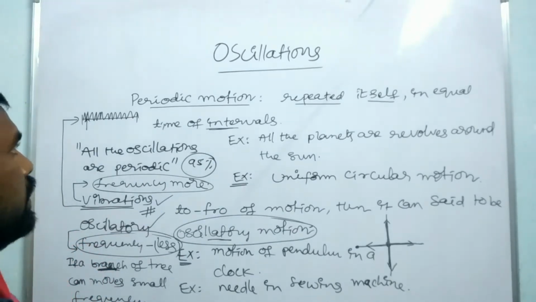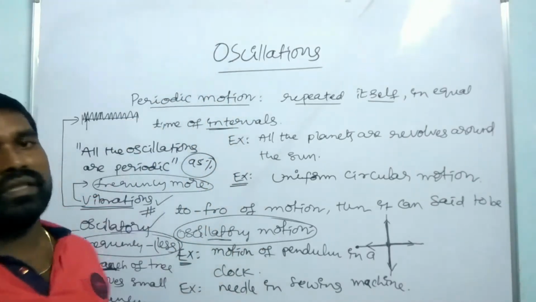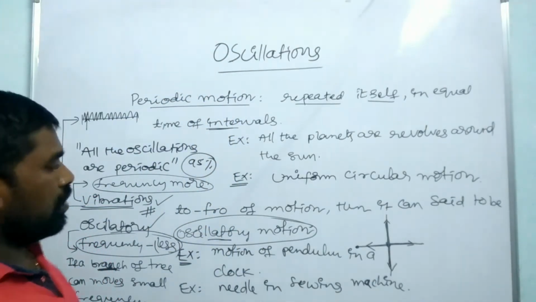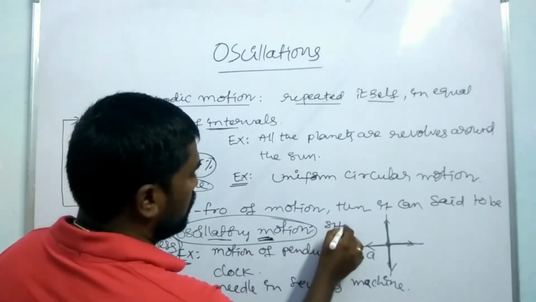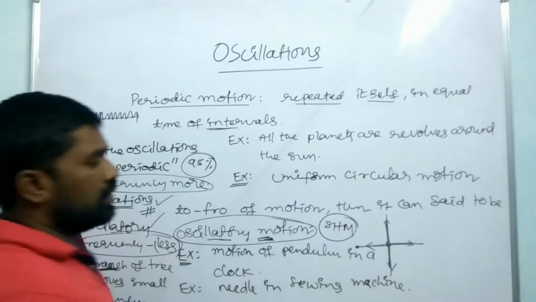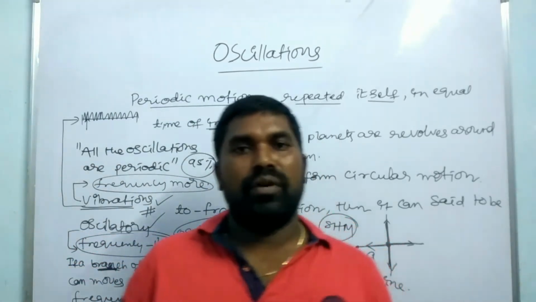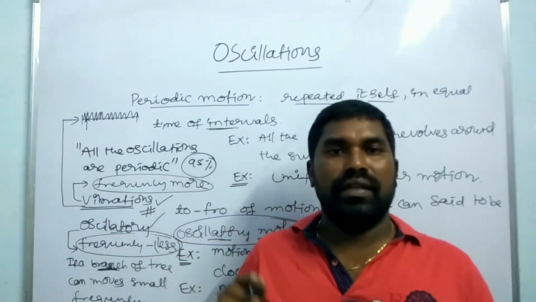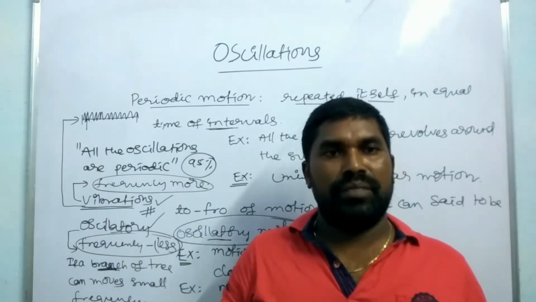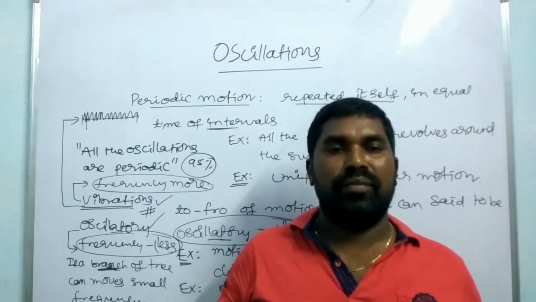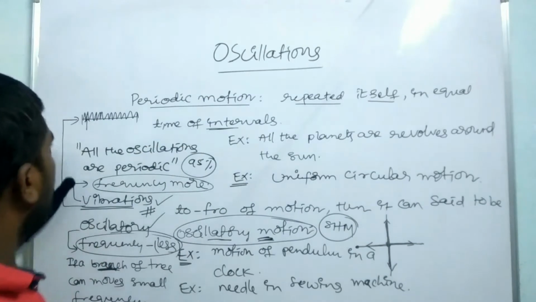Now we have to learn about the chapter, oscillations. In this, the specific nature of an oscillatory motion is SHM, simple harmonic motion. The simplest form of oscillatory motion is simple harmonic motion. So in this chapter we are going to learn very well about simple harmonic motion. Let us see.